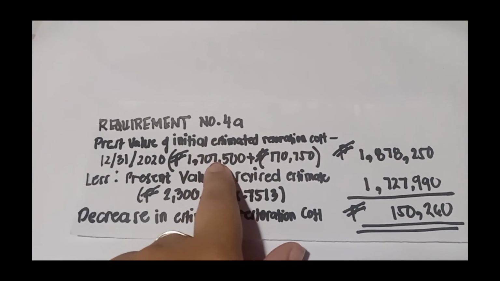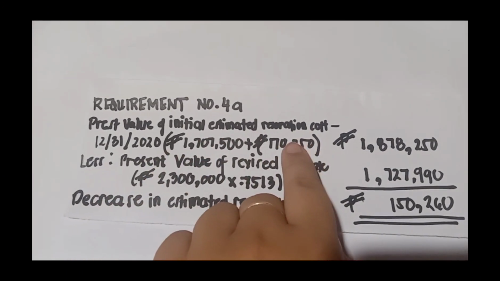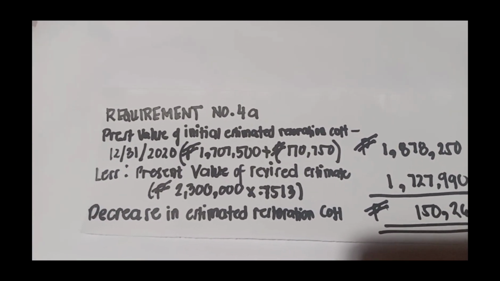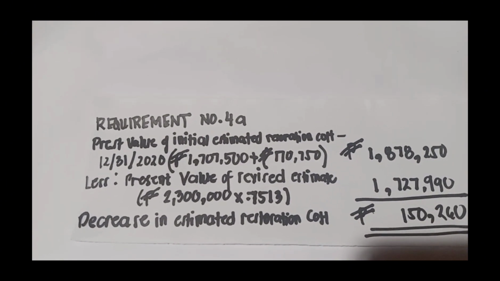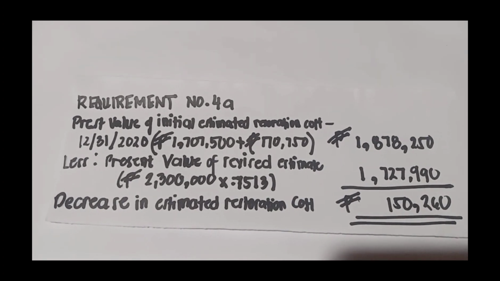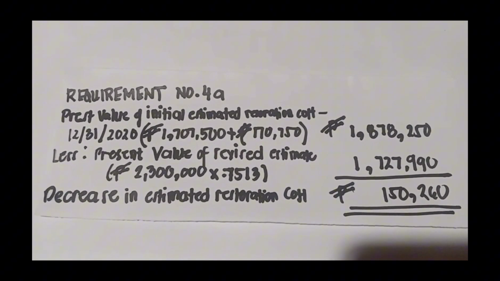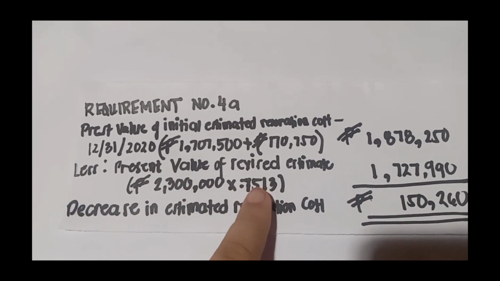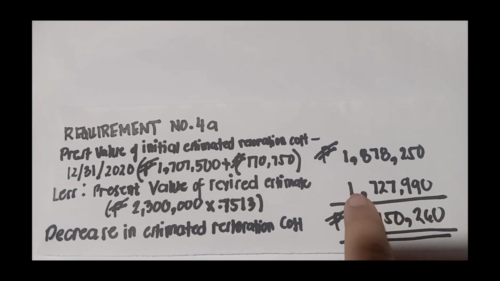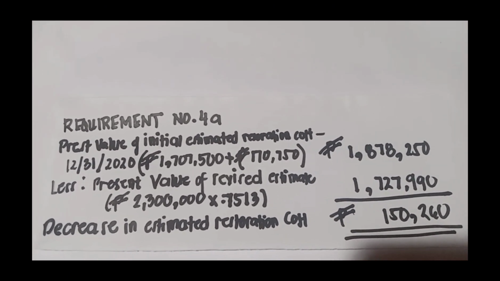1,878,250 og asa ni gikan ang kaning 1,707,500 mo ani sa requirement number 1 sa katong estimated restoration cost, ang kani pod 170,750 mao pod ni sa interest expense. So duha na mas naka present value sa estimated restoration cost, ato nang i-add para makuha na 1,878,250. So ato pod siyang i-less sa present value of revised estimate kay di ba nato revised estimate na 2,300,000. So ato lang i-multiply ang 2,300,000 multiplied by 0.7513. So naa tay present value of revised estimate na 1,727,990.